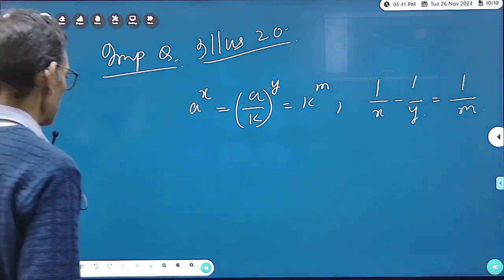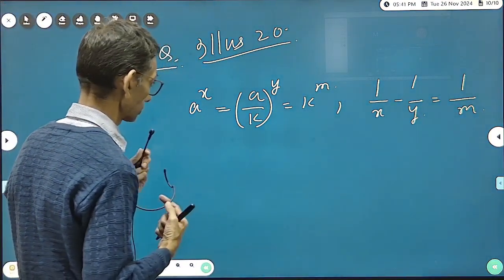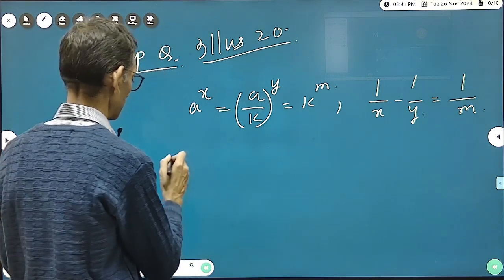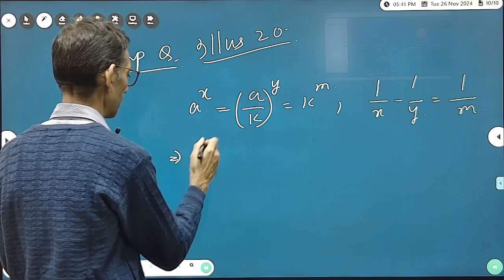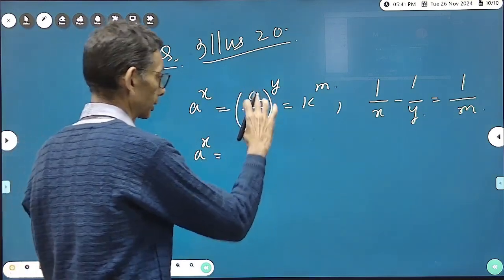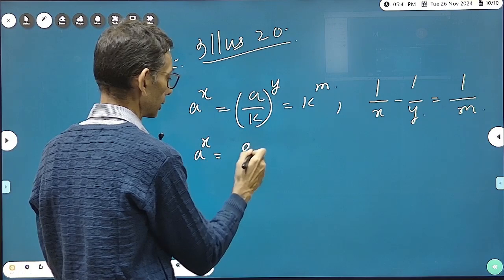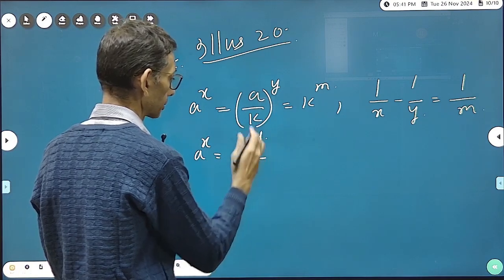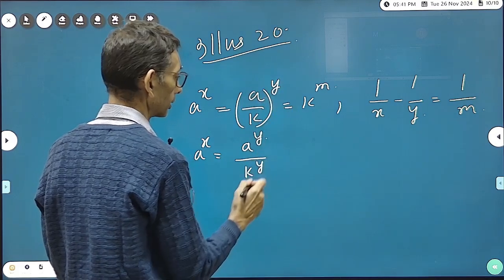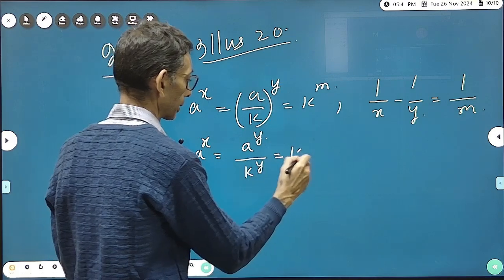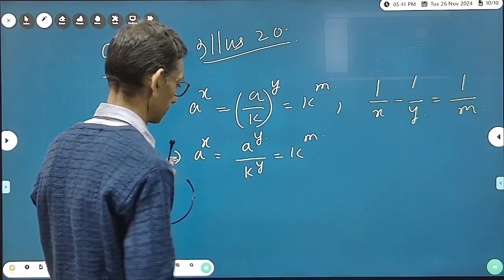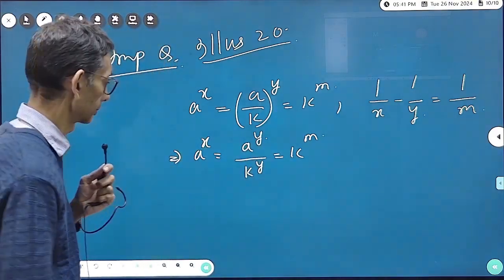How to prove this? Okay, let's try one thing. First step, a to the power x will be there. Here there is a fraction, right? We'll be taking a raised to the power y. Taking the two exponents separately, let a^x = k^y and a^y = k^m. Done.